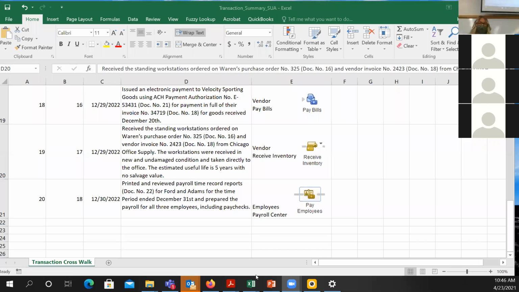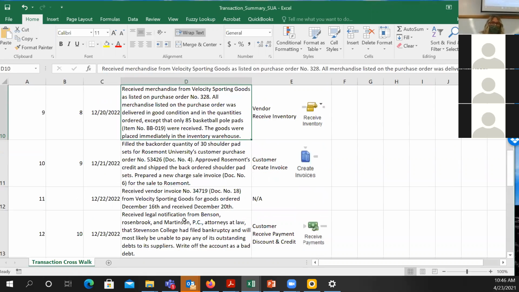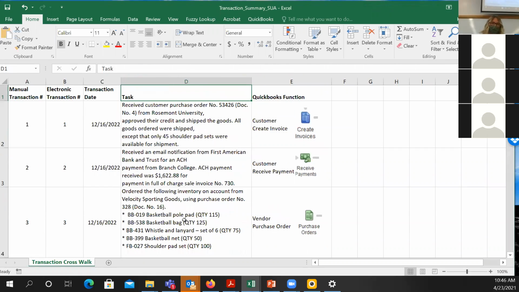Let me see if I can. I know my in-studio audience can see this. I'm not sure y'all can. But this was the document I sent out on Wednesday. It shows you the crosswalk between, scroll up to the top, the manual systems understanding aid and the computerized version of the same thing.